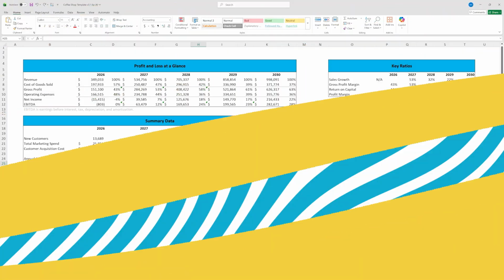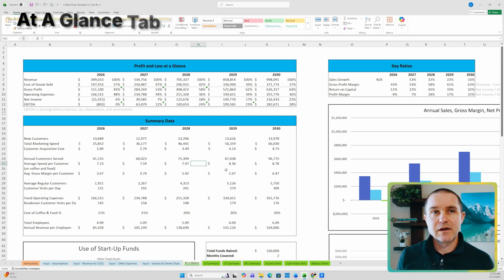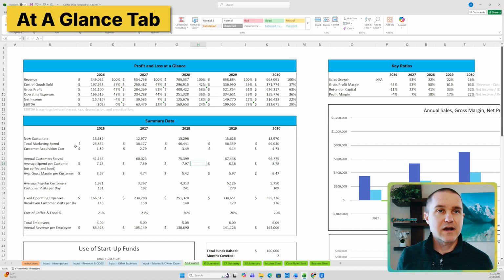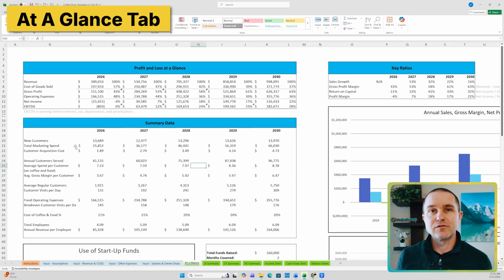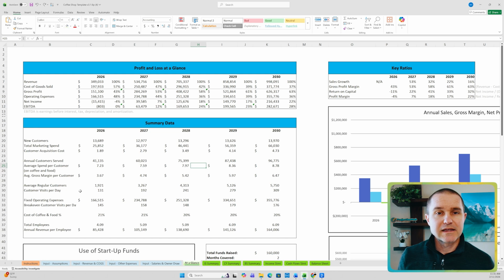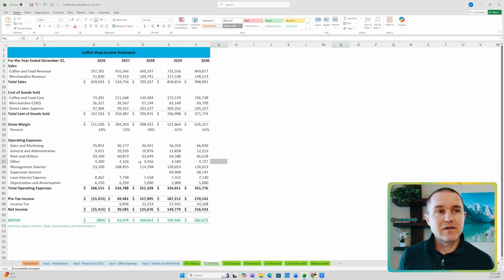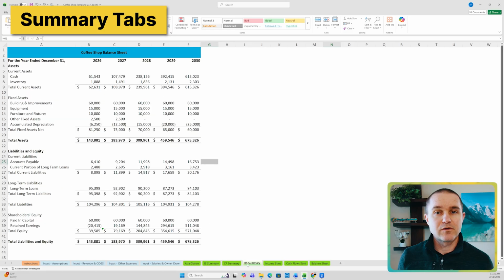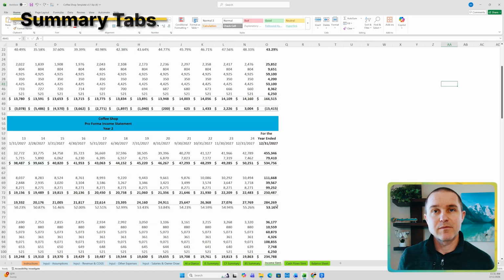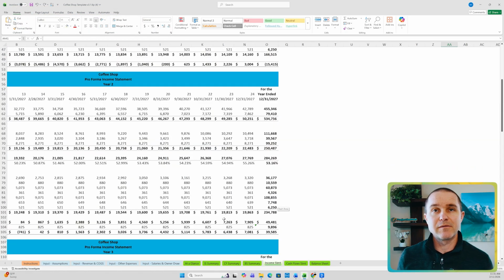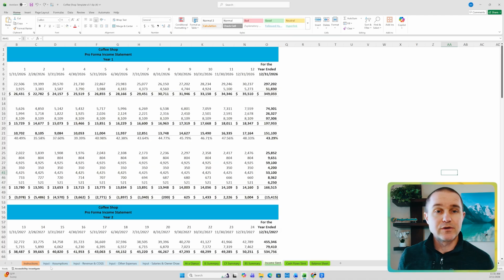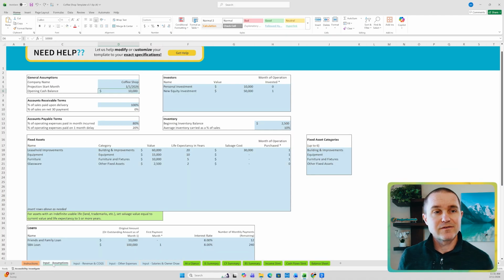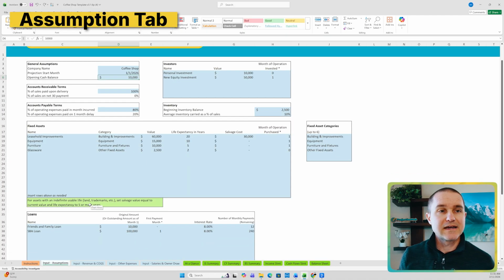So the first tab here is the At a Glance tab. This is just a number of high-level charts and graphs and tables that you can put into your business plan. And then there is a 5-year income statement summary, a 5-year cash flow summary, a 5-year balance sheet, and then the income statement, cash flow, and balance sheet broken down by month for each of the 5 years. So in order to produce these reports, though, we've got to fill out these blue input tabs.